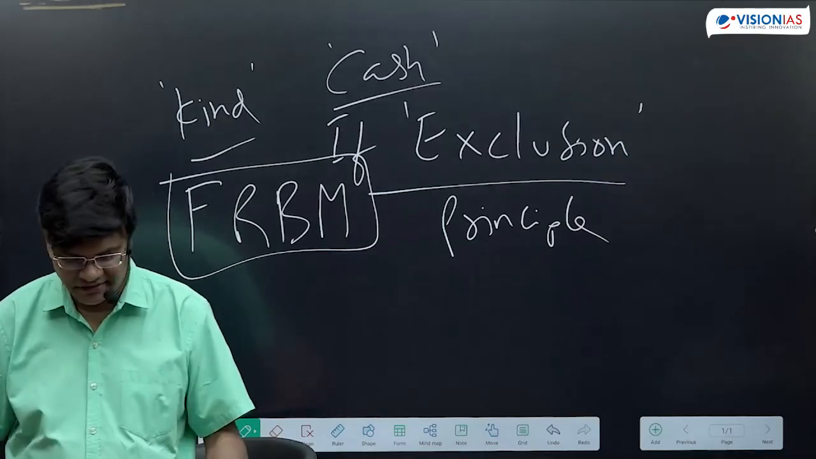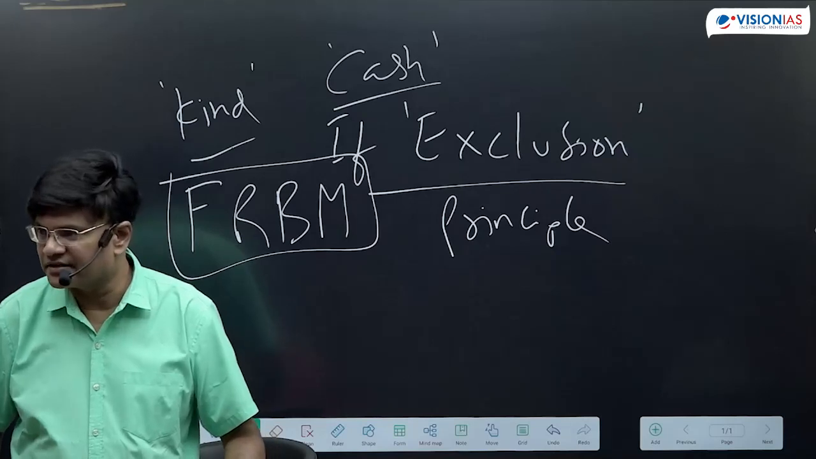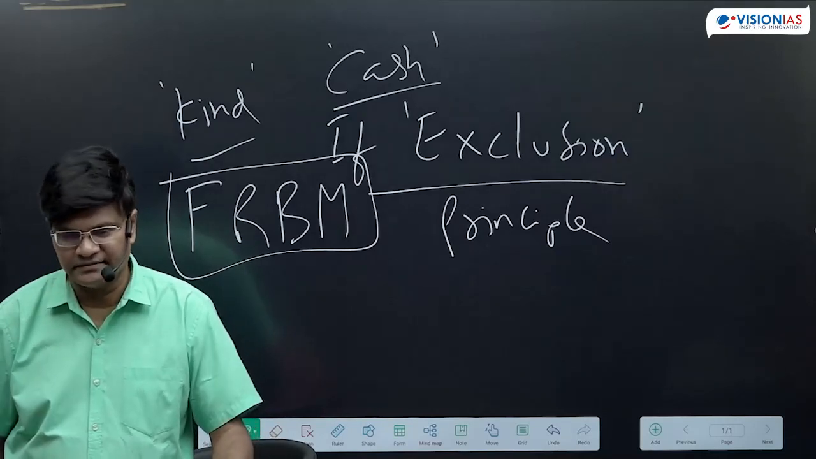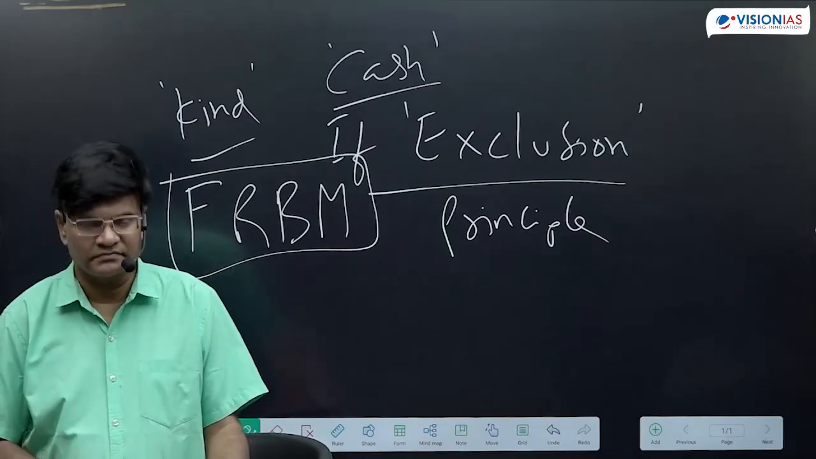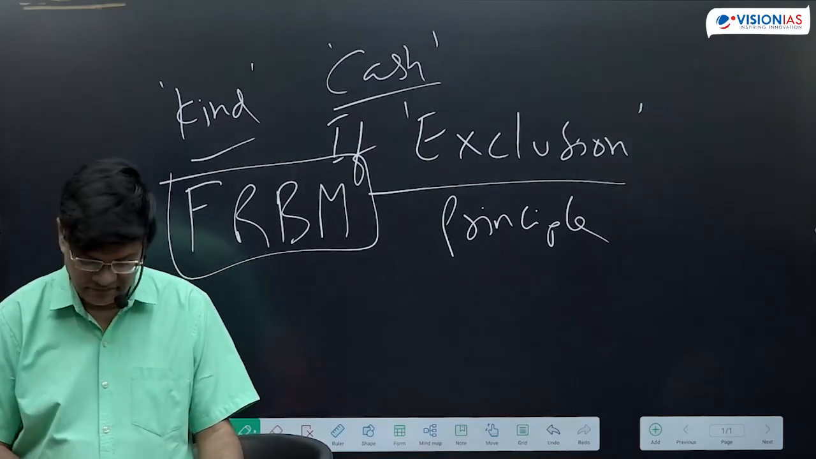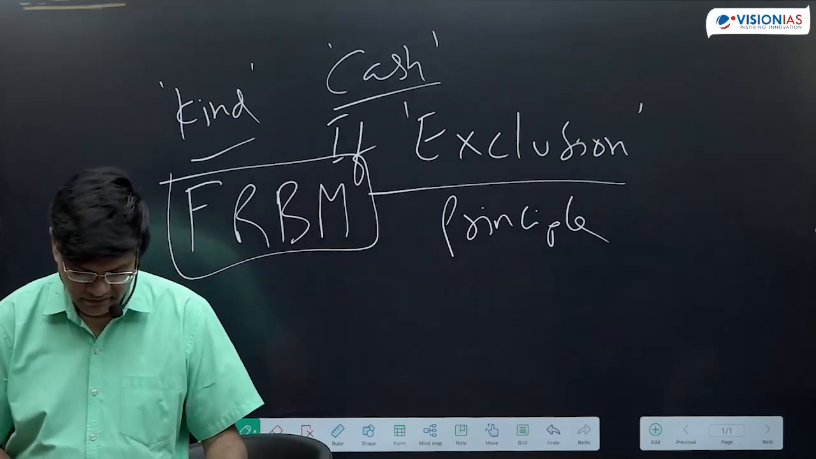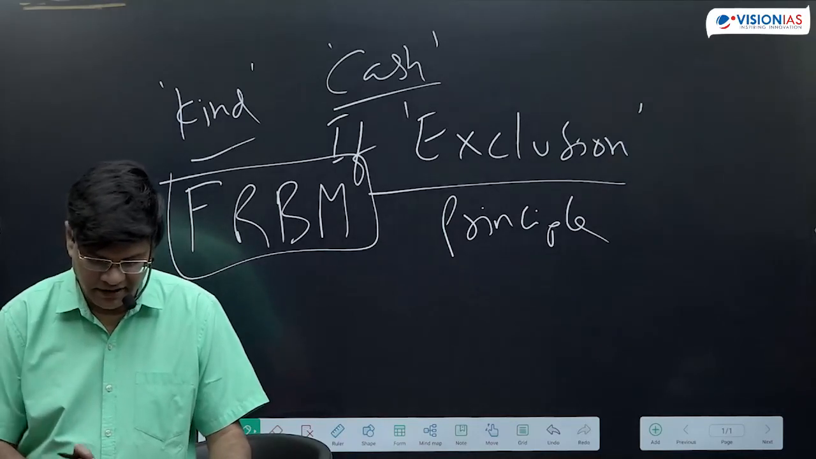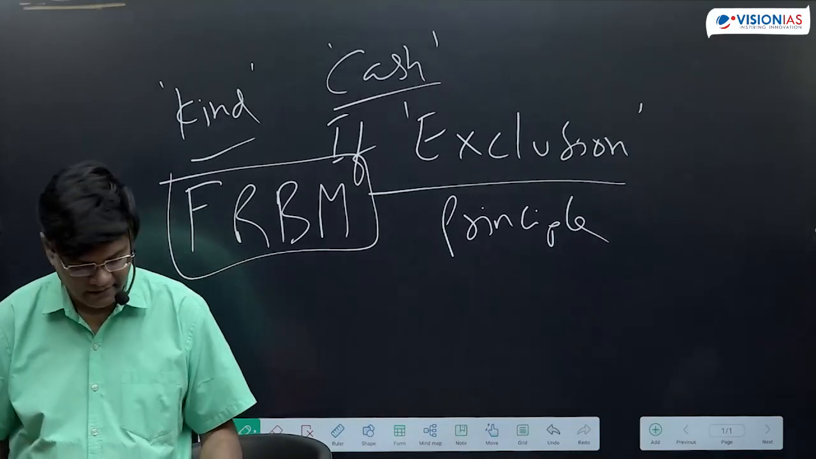Since we have discussed these DBTs, we can write about DBTs. Then we will go to citizen charters. Right? Direct benefit transfers. So what are these DBTs, direct benefit transfers? Write down.